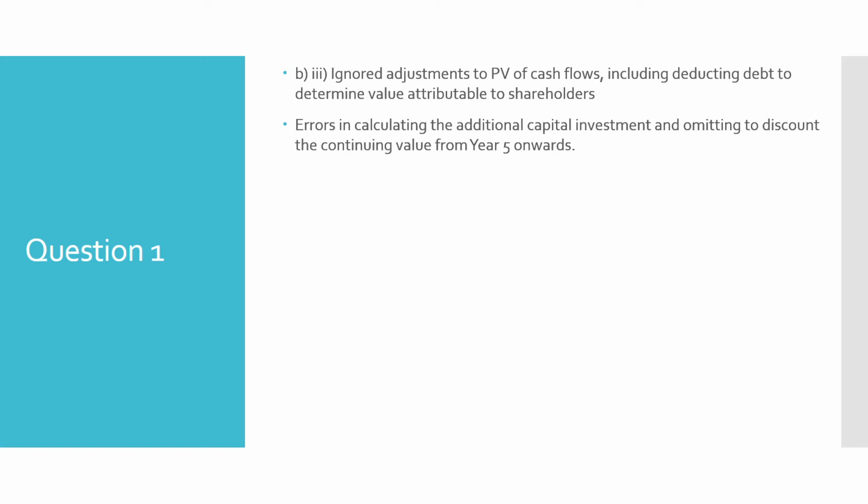Then the fourth part of B, it asked about the strategic and the financial value of the acquisition, right? So it has many parts to that. What happened is most of the candidates ignored at least one of the several aspects of the requirement, right?